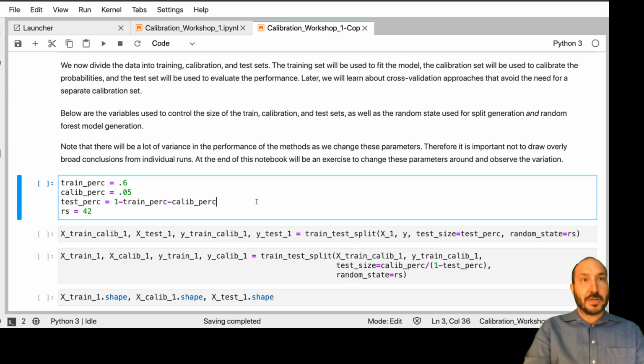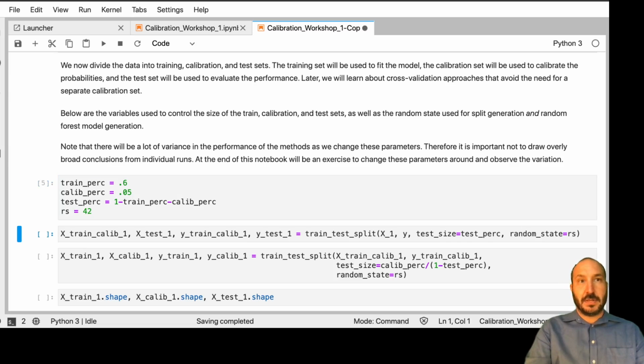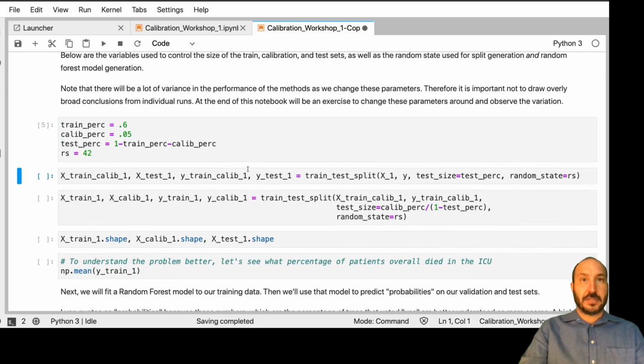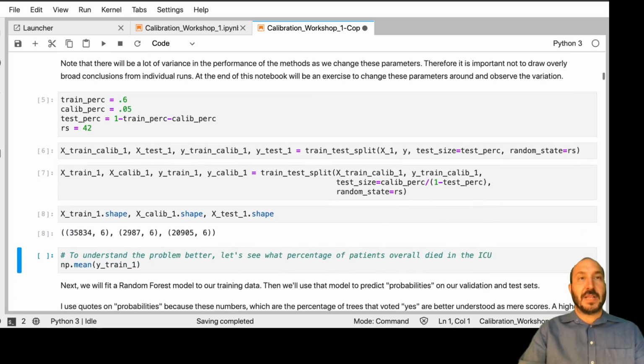Okay, so let's go ahead and run this cell. And then in these next two cells I call train test split twice to divide it into actually three different sets. I'm starting out using 60% of the data for training, 0.05 for calibration, which leaves 35% left over for test. You want to leave a fair amount in the test set so that when you're comparing the different calibration models, you have a lot of data to compare them against.